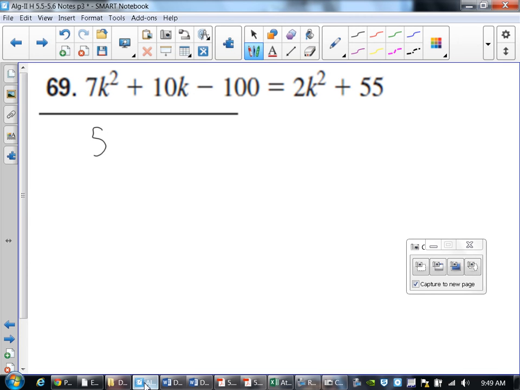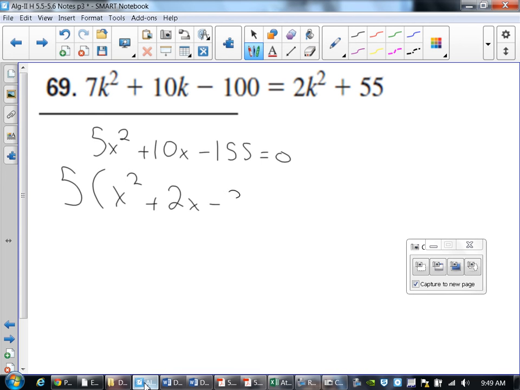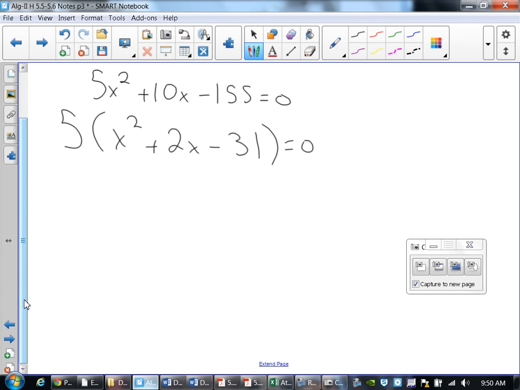I'm going to get 5x squared plus 10x minus 155 is 0. Do that first. Divide everything by 5, take out the 5. We have x squared plus 2x minus 31 is 0. Then what do we do? Add the blanks. Divide by 5 and add the blanks. Very good. So we have x squared plus 2x plus blank equals 31 plus blank.